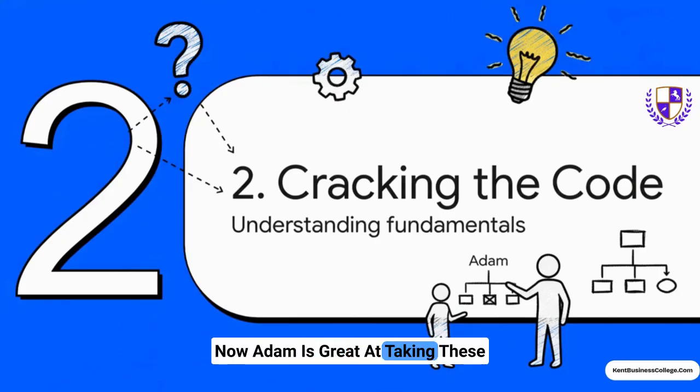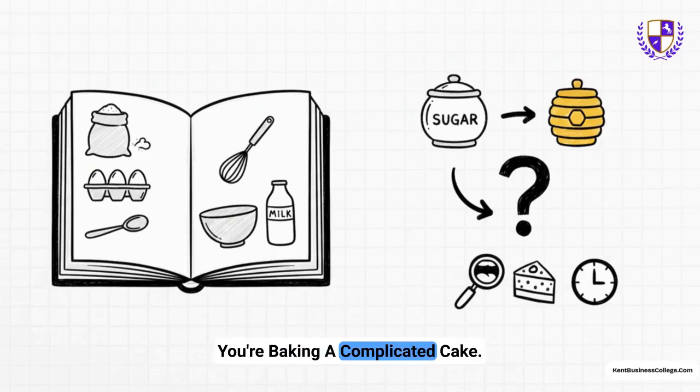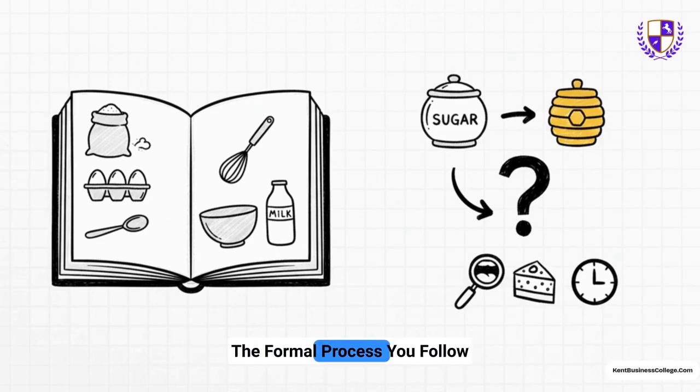Now, Adam is great at taking these big, kind of abstract ideas and making them simple, practical, and most importantly, understandable. And boom, this analogy just makes it all click. Seriously, think about it. You're baking a complicated cake. Configuration management, that's your master recipe card. It tells you exactly what you need. 200 grams of this, 3 of that, every single component listed out perfectly. And change control, well, that's the formal process you follow when someone says, hey, what if we used honey instead of sugar? You don't just wing it, you stop, you think, and you figure out exactly how that swap is going to affect the taste, the texture, the whole cake.